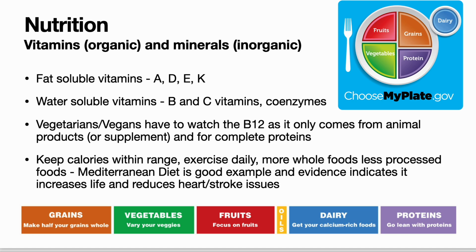And there is a lot of data, by the way, super depressing to me, but there is a lot of data that shows that people that restrict their caloric intake to below, I think it's like 1,200 calories a day.